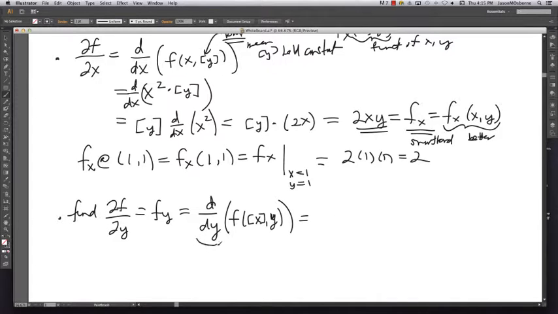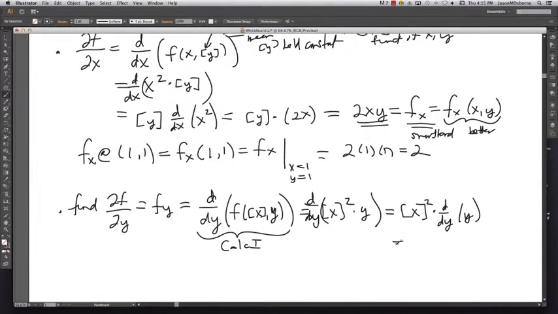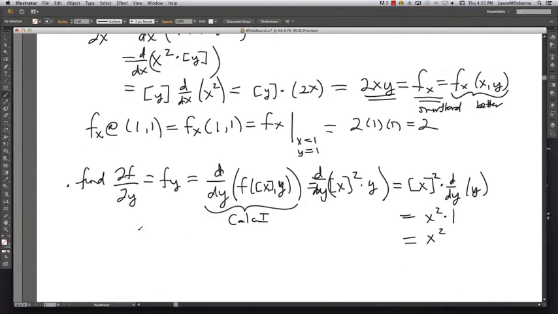So we're just reducing this down from a calc 3 derivative, which is a partial derivative, to just a calc 1 problem. Our function here would be x squared times y, and we're going to take a derivative with respect to y, in which case x squared is a constant because x is a constant, and you need to take the derivative with respect to y of y. So your answer here would be x squared times 1, or just x squared. So the partial derivative of f with respect to y, as a function of x and y, is x squared.